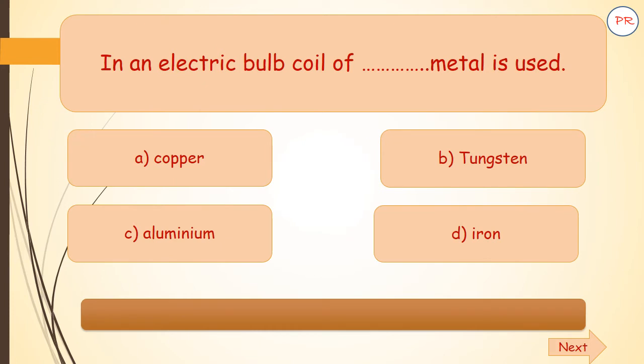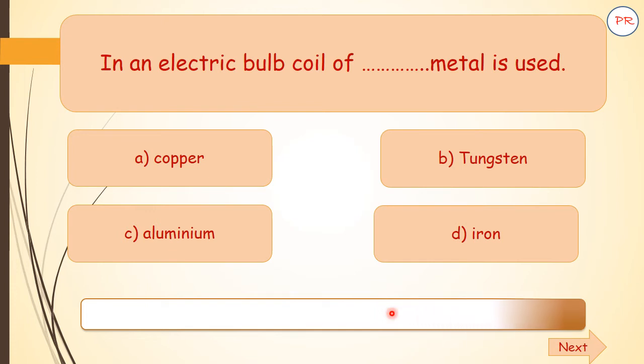In an electric bulb, the coil of dash metal is used. A. copper, B. tungsten, C. aluminium, D. iron. And the correct answer is B. tungsten. Do not make the mistake of writing copper, aluminium or iron, or anything else. Remember, it is tungsten wire which is used inside the electric bulb for making the coil.